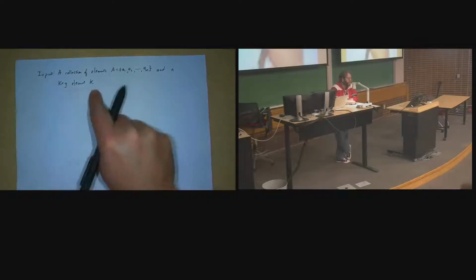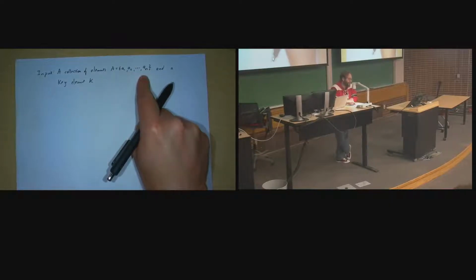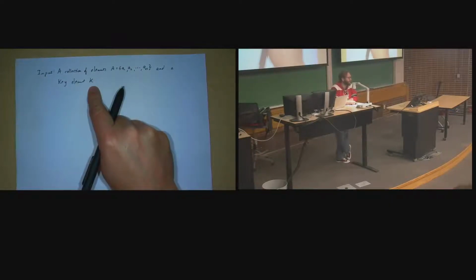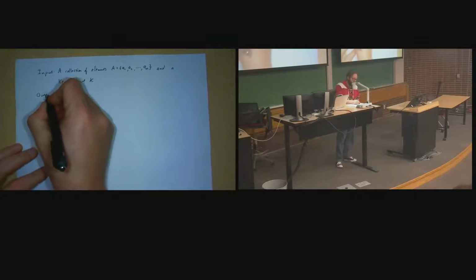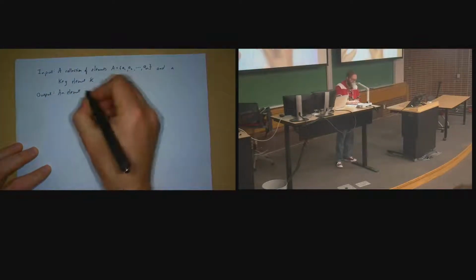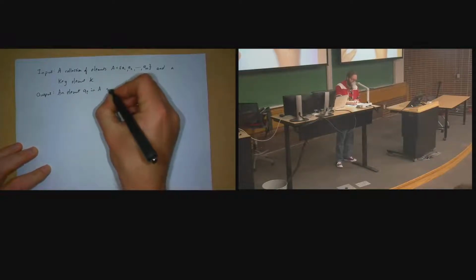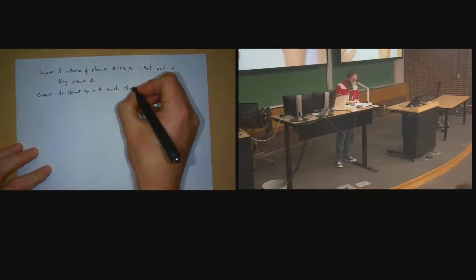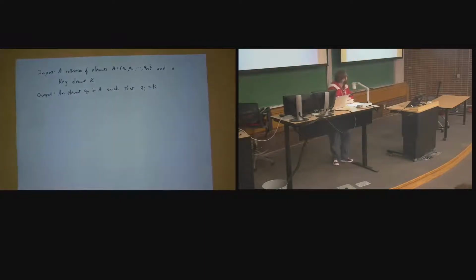And a key element, k. What we're going to do is search through this collection and find any element that matches the key element. That's what I'm going to output. I'm going to output an element, and note here I'm using plain old English, an element a sub i in A such that a sub i is equal to k. Again, I'm just using plain old mathematics here.